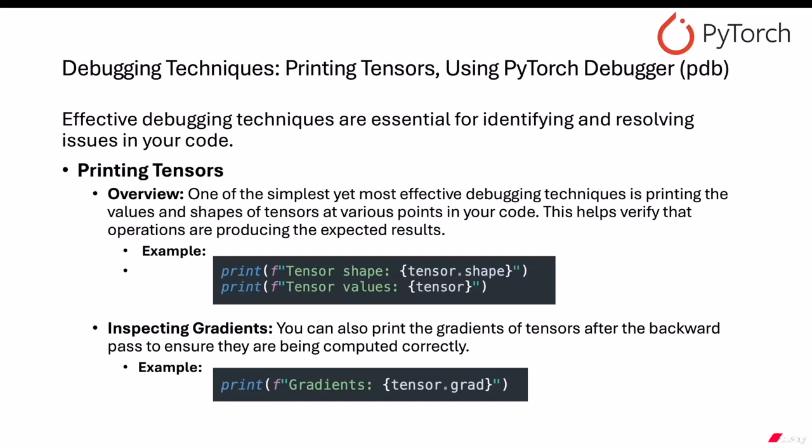Inspecting gradients. You can also print the gradients of the tensors after the backward pass to ensure they are being computed correctly. There is an example of how to print that. Print gradients, tensor.grad.